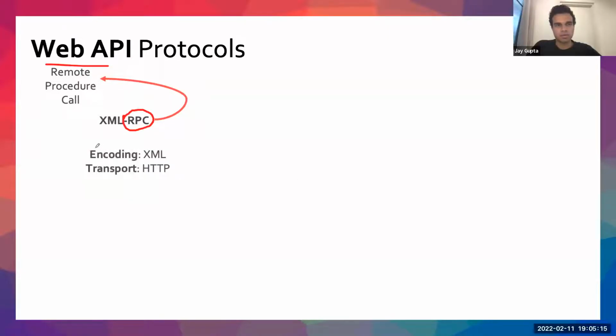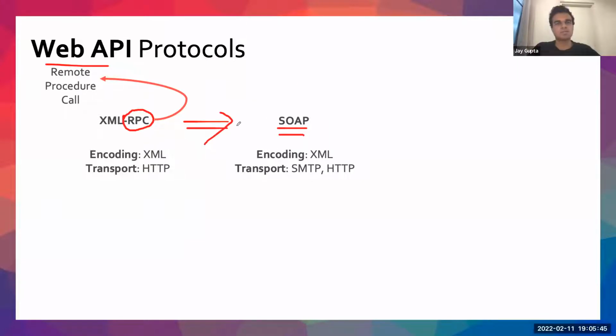We can make the request in XML, and then we can perform the data transfer using HTTP. Earlier, I think WordPress used to have XML RPC as a protocol to fetch data from other websites, but now they don't support XML RPC anymore. The next one is SOAP. SOAP is something which is an improvement of XML, so you can say it is version 2 of XML. It also encodes the data in XML, and it provides two data transfer functionalities using SMTP and HTTP.